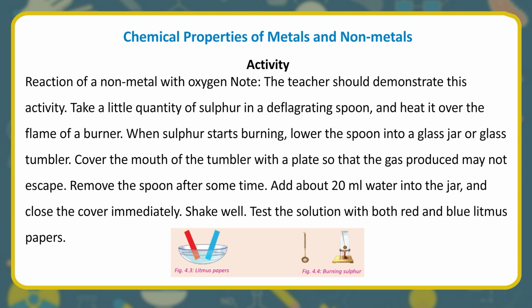Take a little quantity of sulfur in a deflagrating spoon and heat it over the flame of a burner. When sulfur starts burning, lower the spoon into a glass jar or glass tumbler. Cover the mouth of the tumbler with a plate so that the gas produced may not escape. Remove the spoon after some time. Add about 20 milliliters water into the jar and close the cover immediately. Shake well. Test the solution with both red and blue litmus papers.